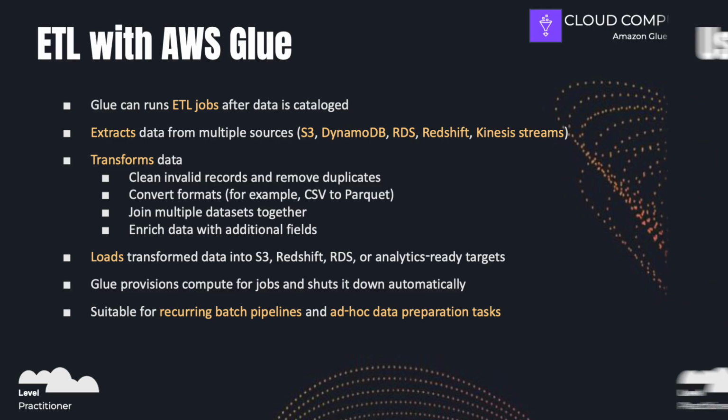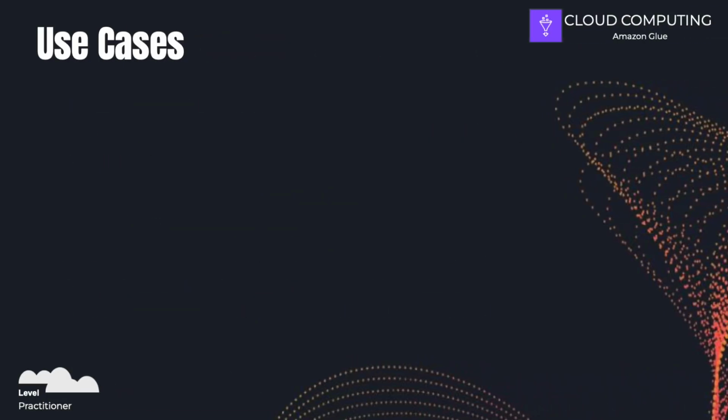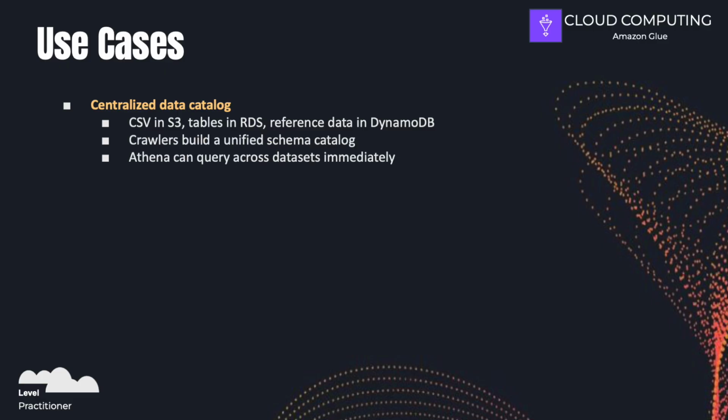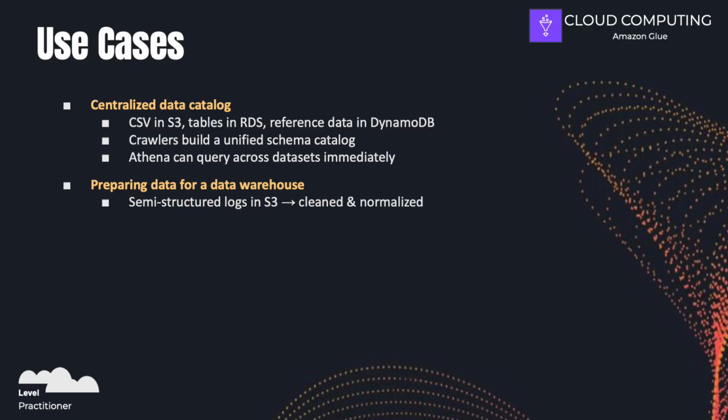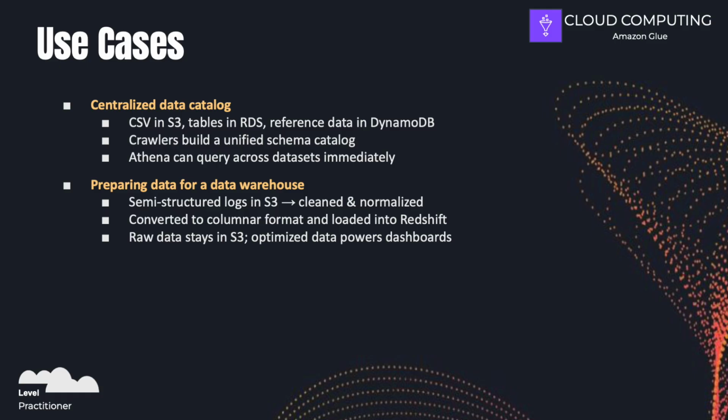Now let's bring all the common Glue use cases together so you can remember exactly when to think of AWS Glue. First and foremost, Glue is great for building a centralized data catalog. Next, Glue is often used for preparing data for a data warehouse. For example, you might have semi-structured logs in S3 that need to be cleaned, normalized, and converted into a columnar format, and then loaded into Redshift for BI dashboards while keeping your raw data in S3.